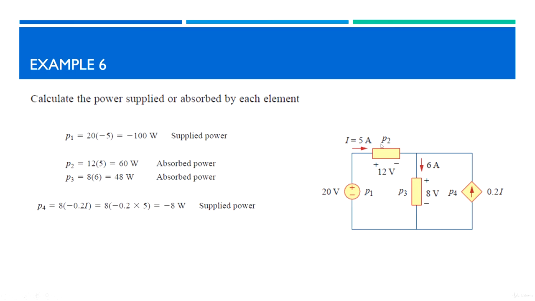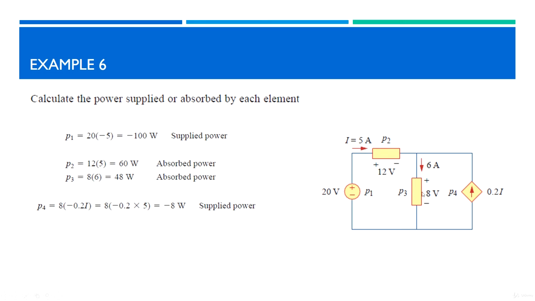Now for the element B2. B2, current is going inside it. And we have here going inside the positive. So this element is a consuming element. Okay, so this one is an absorbing element. So the power equals voltage multiplied by current. So 12, which is the volt, multiplied by the current, which is 5 ampere, gives us 60 watt absorbed power.